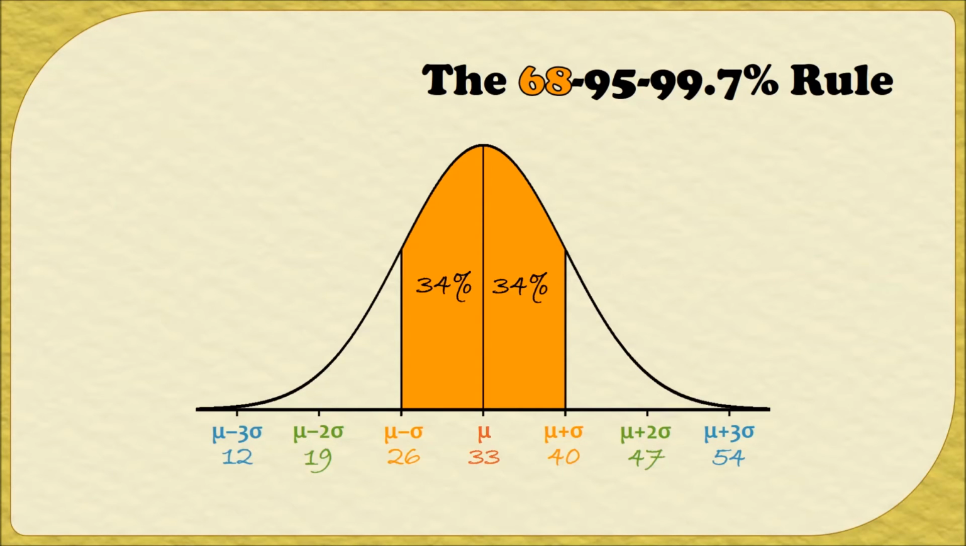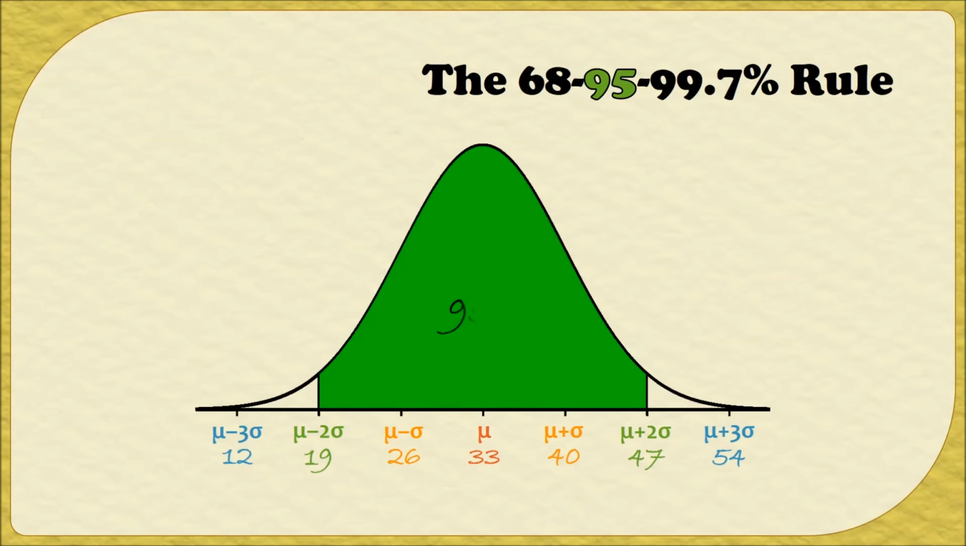The next part of this rule is the 95, and the 95 says that 95% of the values live within 2 standard deviations of the mean. In other words, 95% of the data is going to be between 2 standard deviations below the mean and 2 standard deviations above. In the case of our example, this would mean 95% of the values are between 19 and 47. This is almost the entire data set. Just 5% of the values do not live in this region.